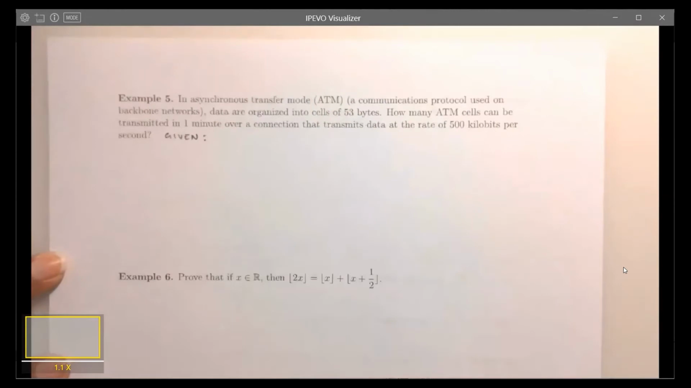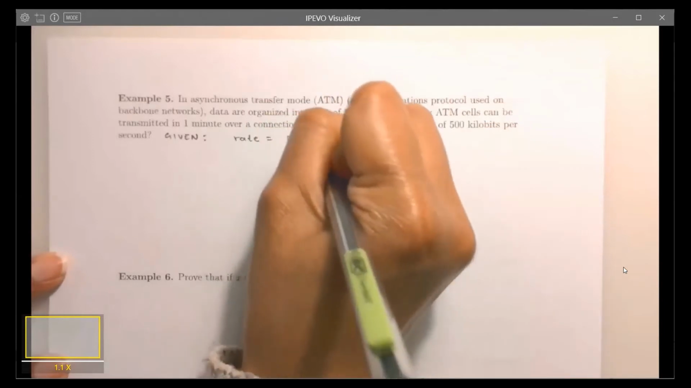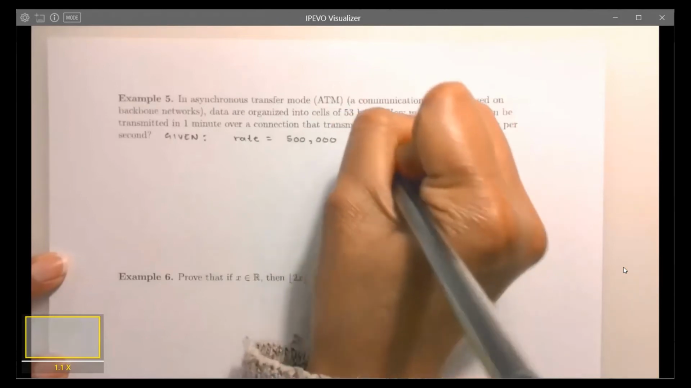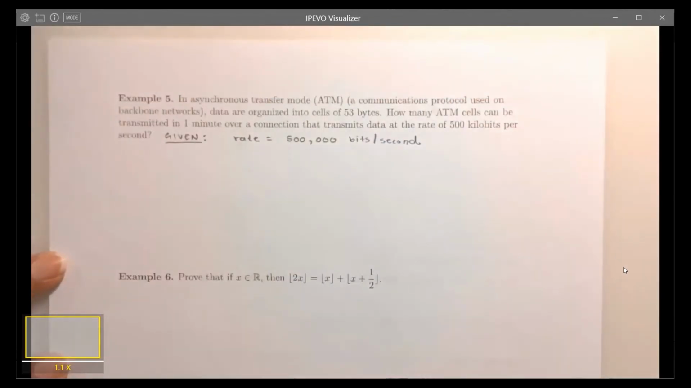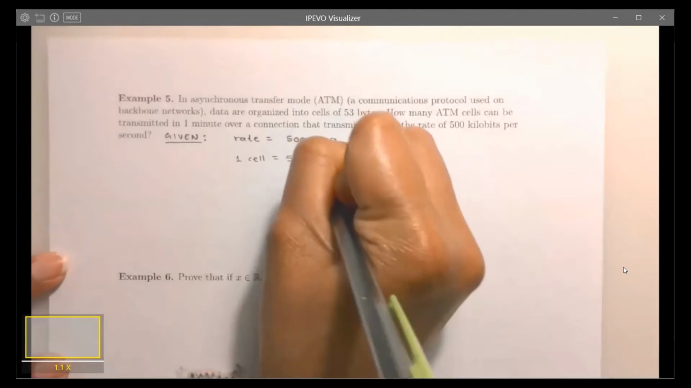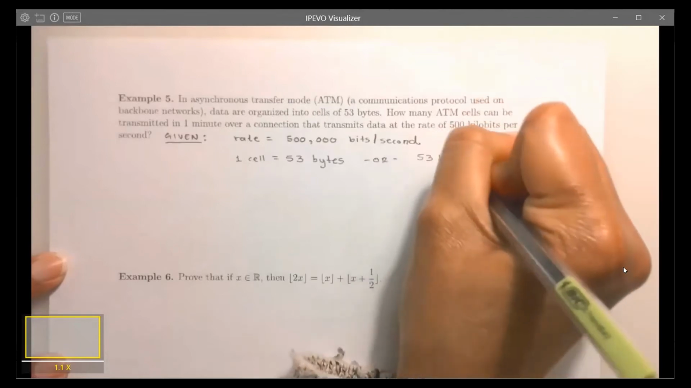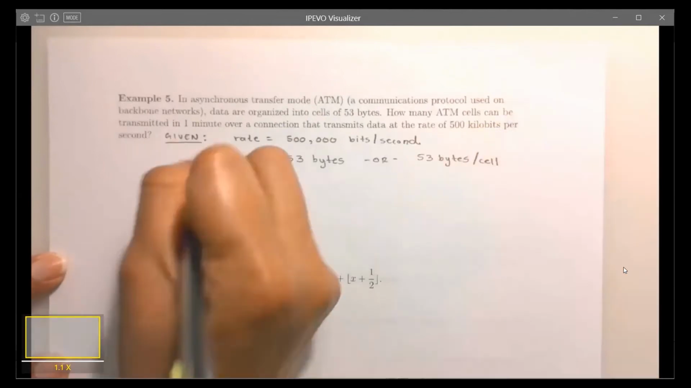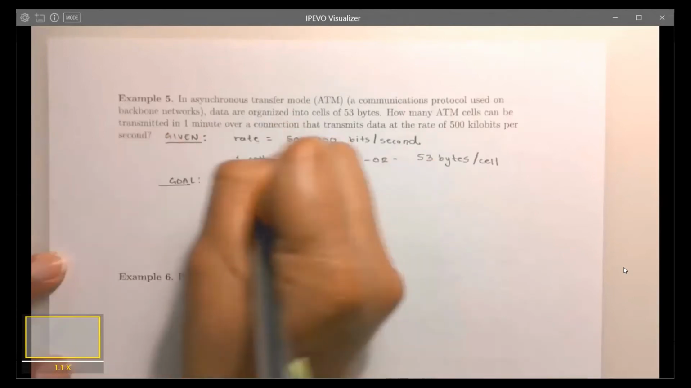So we're given a rate of 500 kilobits per second. That's 500,000 bits per second. So that's one thing. They also tell us that data is organized into cells of 53 bytes. Okay, so they tell us that one cell is 53 bytes. Or we can also think about it as 53 bytes per cell. And the goal of this is to find out how many cells we can transmit over 1 minute. Okay, so we want to know how many cells per minute.